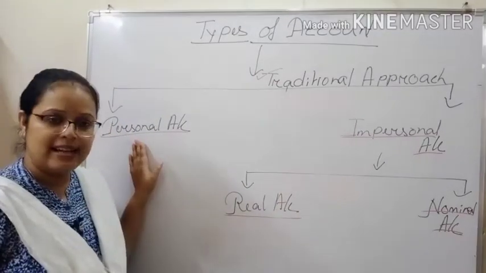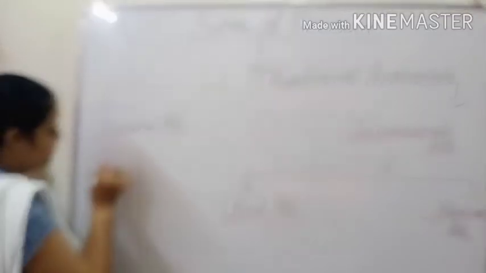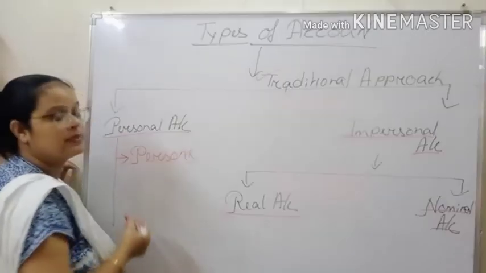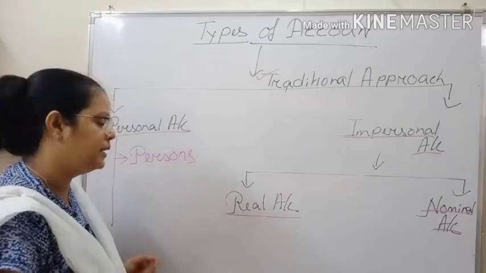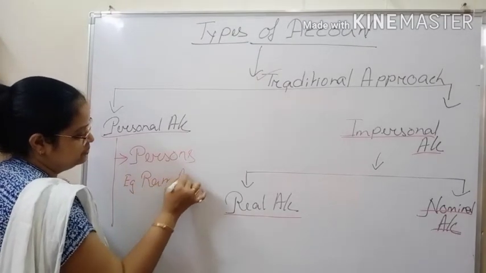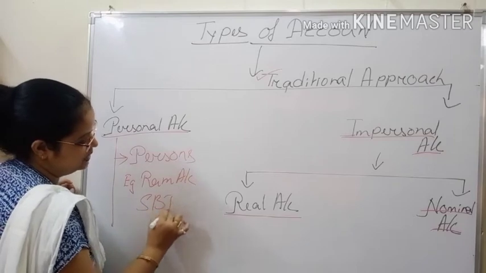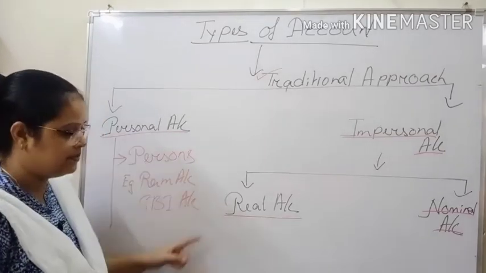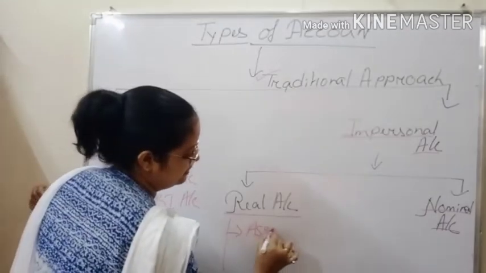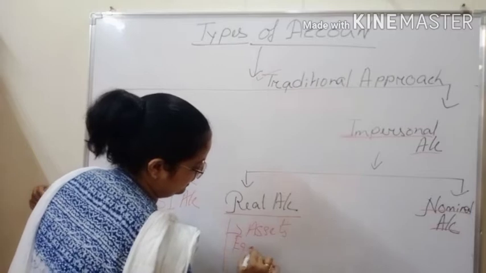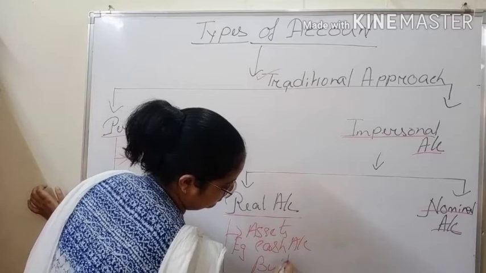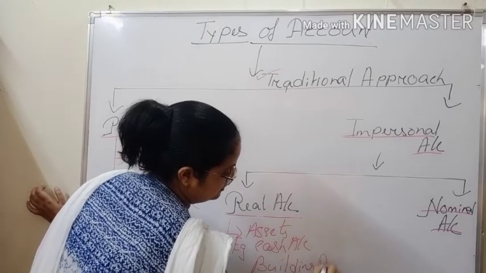So what is personal account? In personal account, what type of transactions are recorded? Transactions related to persons. These persons may be artificial persons or human beings. For example, Ram account, SBI account, these are known as personal account. Clear? In real account, we record all sorts of assets. For example, cash account, building account, these are known as real account.